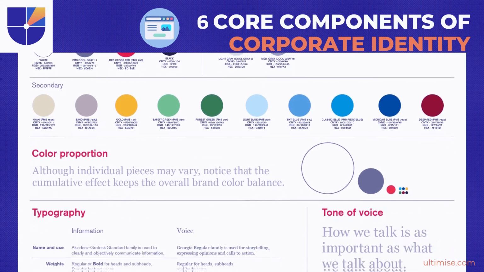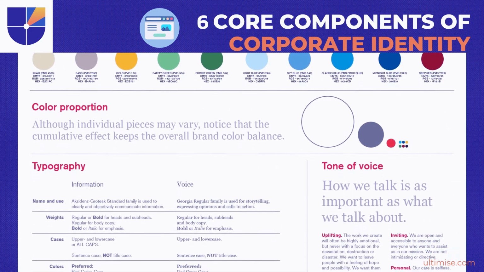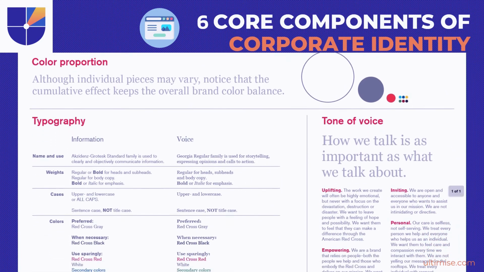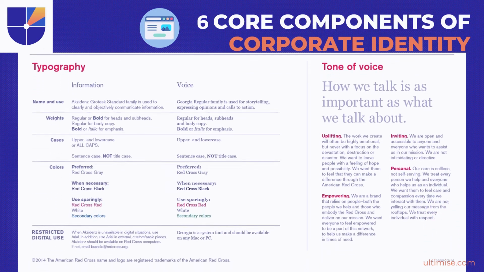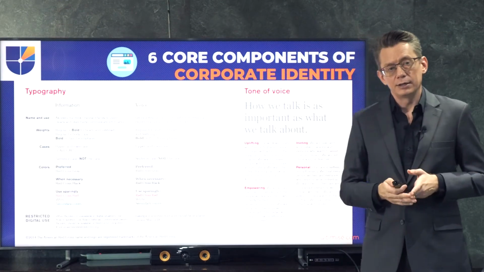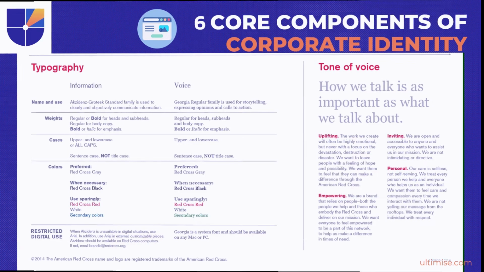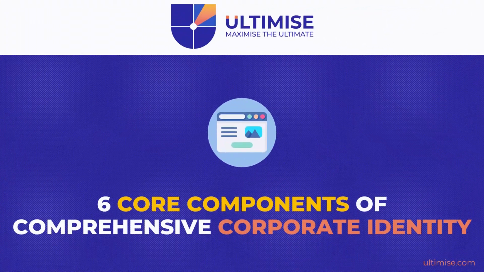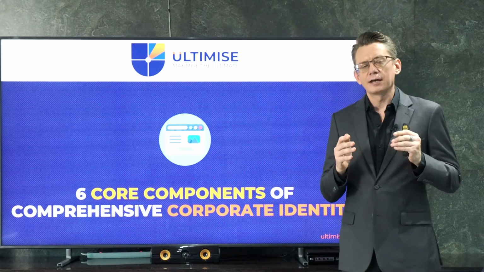Everything is established within one sheet of paper, their whole brand guideline, their typography, their tone of voice, all of their core messaging within one page. And that has been the 6 core components of comprehensive corporate identity with us at Ultimise.